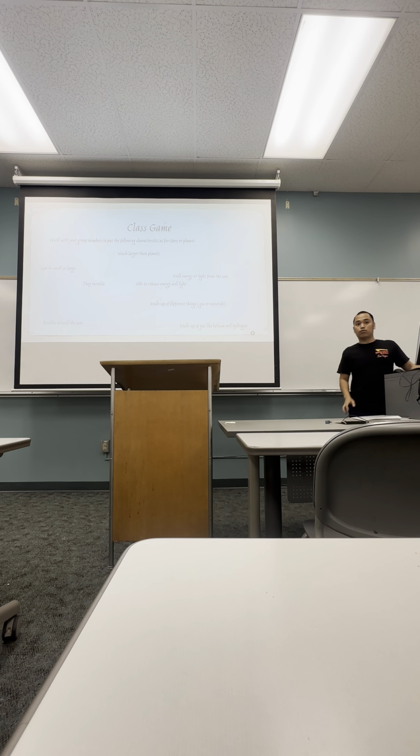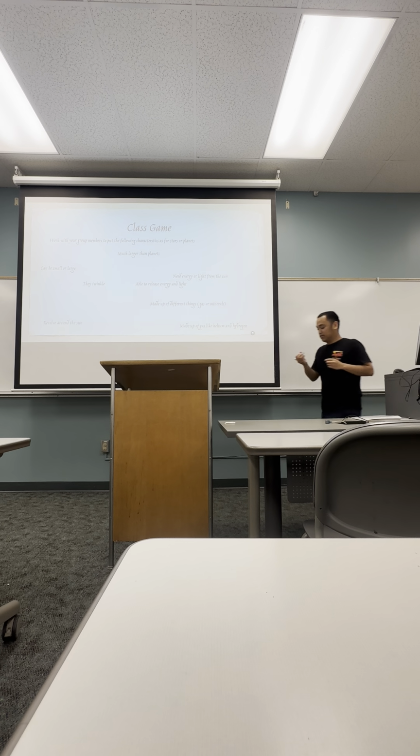And then for this activity, the class game is the same. It's gonna be the same groups that I put you guys in. We have 4 groups, right? 1, 2, 3, and 4. So each group will choose 2 of these characteristics, and then you're gonna put them under whether they fall into planets or stars.